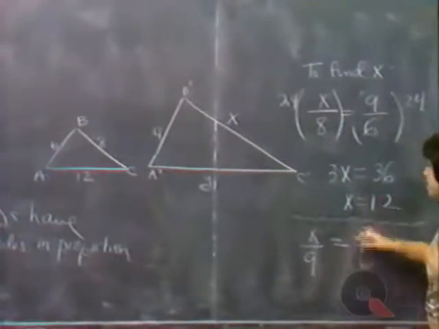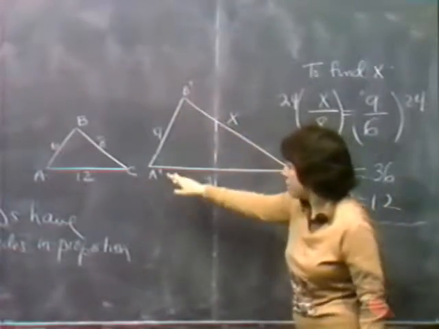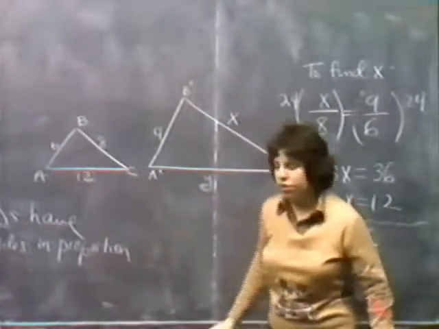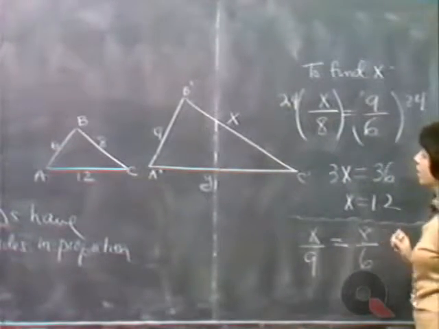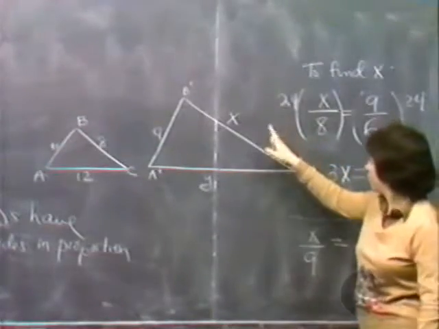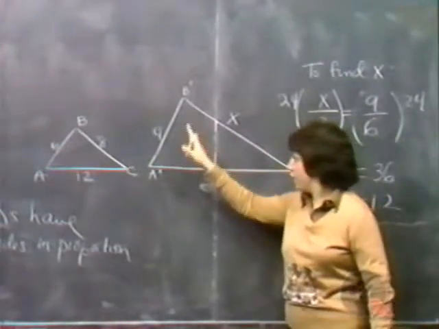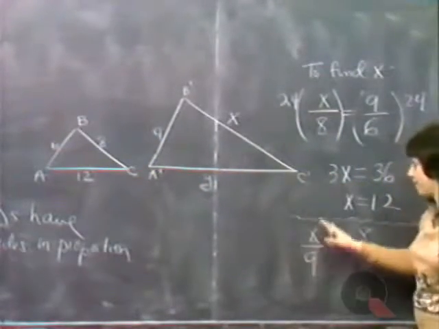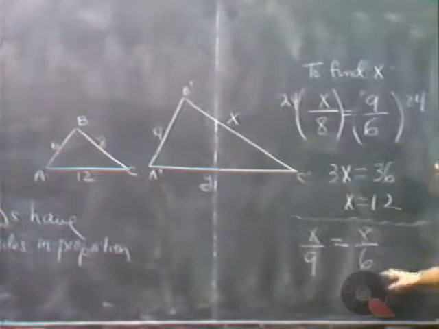X is to 9 as 8 is to 6, meaning B prime C prime is to B prime A prime as BC is to AB. So the proportions can be set up in either way. Either you can take one side from this triangle and one side from that and compare it to another side in this triangle and another side in that, or you can stay within, say, the larger triangle, go x is to 9, and then pick off the corresponding sides in the smaller one, 8 is to 6.